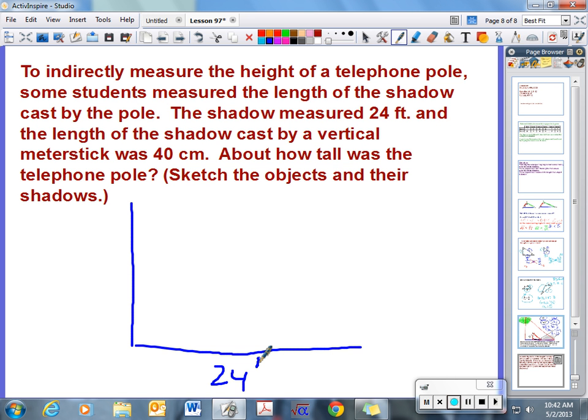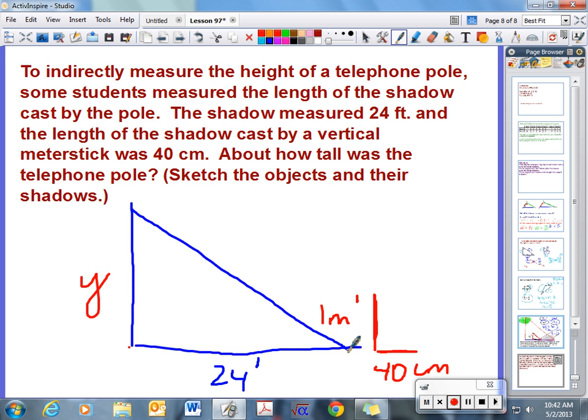Then there was a meter stick, and I'm going to put that in red. Okay, so you've got a meter stick. Obviously, it's 1 meter. And it casts the shadow. Let's see, what's it say? 40 centimeters. Okay, so 40 centimeters out. So short shadow here. And they want to know about how tall is the telephone pole. So let's make that y. Now I'm going to complete my triangles here.